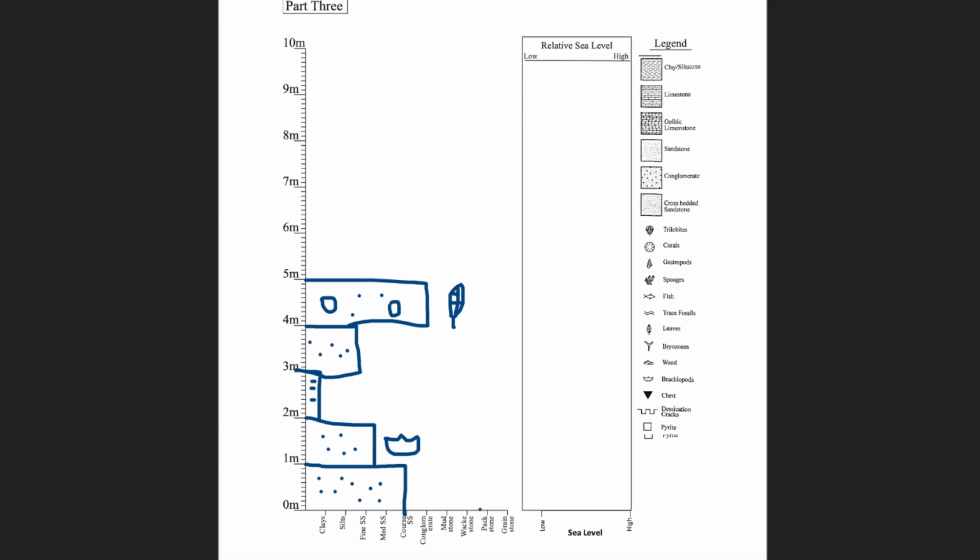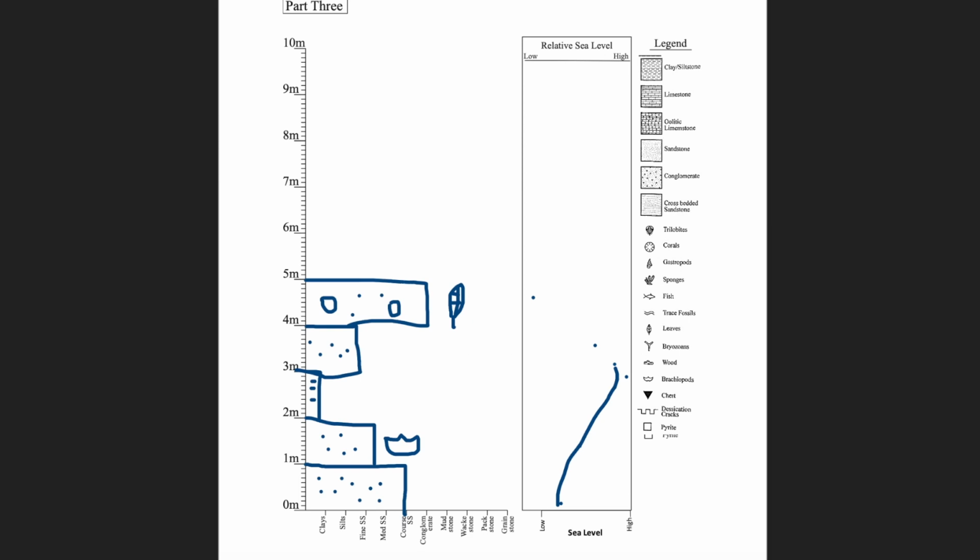So you know that the sea level is lower when there are bigger grain particles. So maybe down here it's low. The grains get finer. You get maybe more towards a beach. And then bam, the sea level goes up and you have some sort of fine grain shale. And then it goes back down because you get back to sand. And then it goes super low because you have a conglomerate with big particles and some sort of terrestrial plant leaf. So you just kind of fill that in and you have your sea level curve.